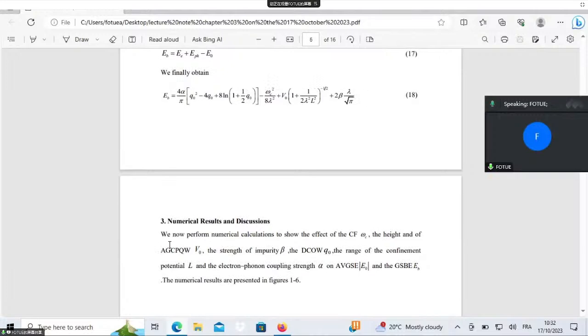And let us now try to see some numerical results. On those numerical results we will specifically see the impact of the cyclotron frequency, which is represented here by WC, the impact of the height V0 of the asymmetric Gaussian confinement potential quantum well, the impact of the cutoff wave number Q0, the impact of beta, which is here the impurity, and also the impact of the range R of the asymmetric Gaussian confinement potential quantum well on the properties of the system.